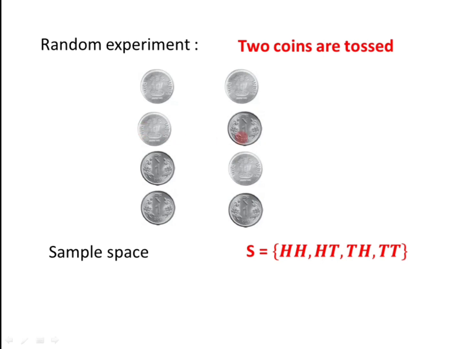Second possibility is HT, that means head and tail. The third possibility we can get tail and head, that is TH, and the fourth possibility tail and tail, that is TT. So for this random experiment, possible outcomes are 4 here. That's why the number of sample points in set S would be n of S is equal to 4.